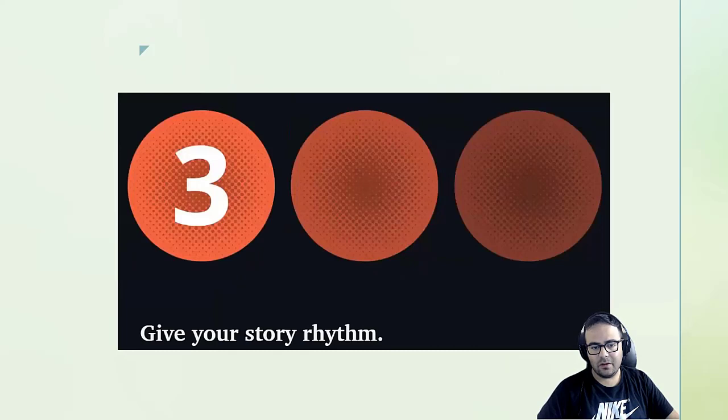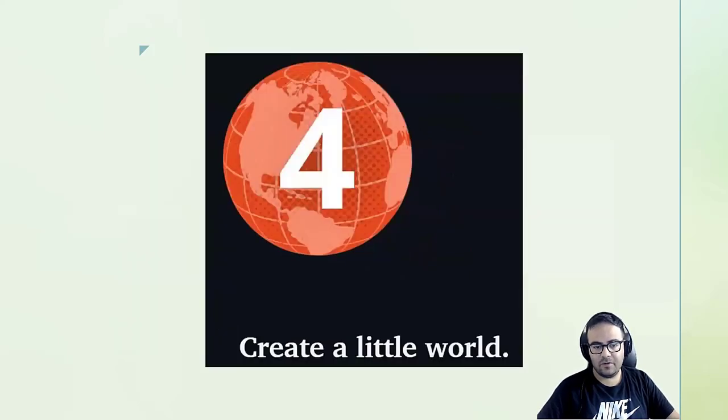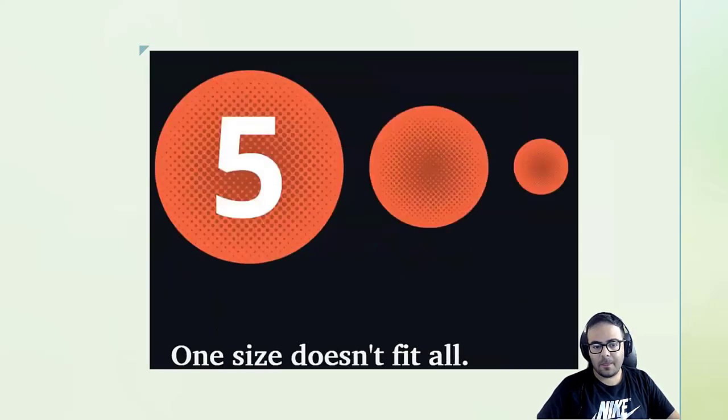Give your story a rhythm. So you don't want to just jump into different branches. You want to keep that logical flow, gradually provide information, allow your audience to digest the information. You want to create a little world, right? You want to have the map. If a story map does not have a map in it, that is not a story map.